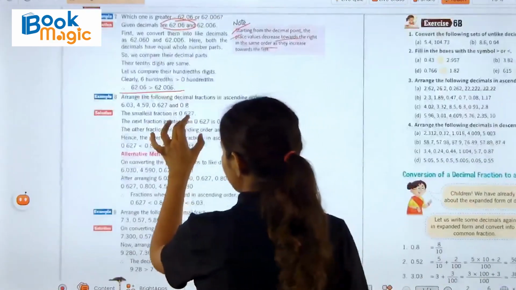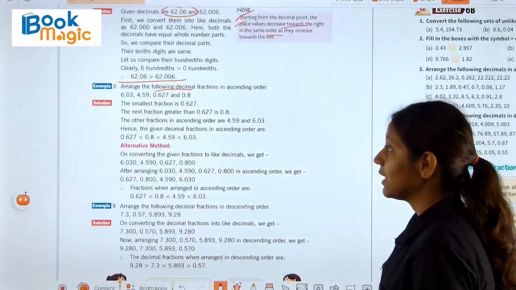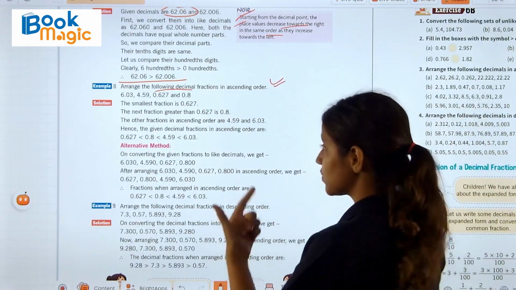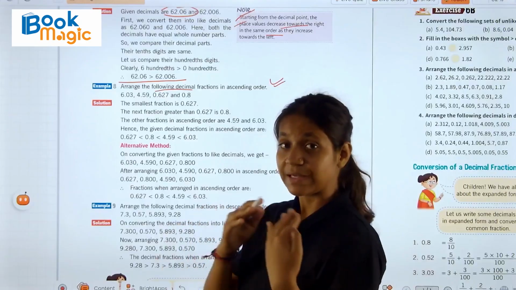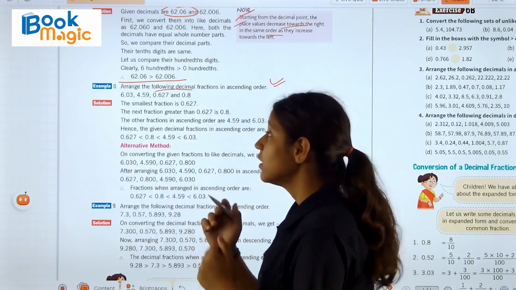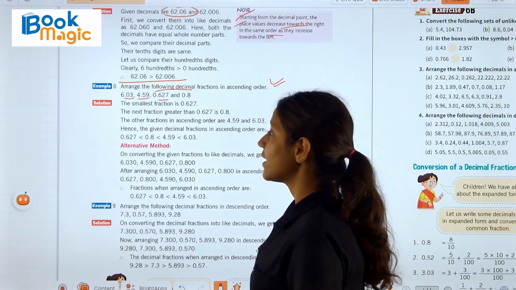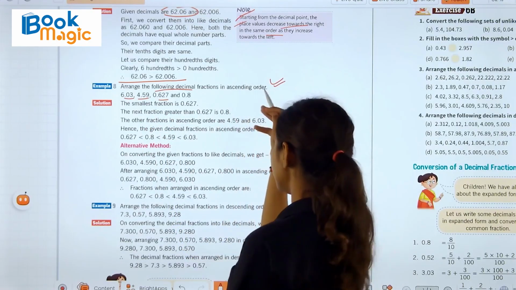Now example number 8, arrange the following decimal fractions in ascending order. All know there are two orders, two arrangements of numbers. So here we have ascending order. First the smallest, then bigger and so on. So 6.03, 4.59, 0.627 and 0.8 we have to arrange in ascending order.